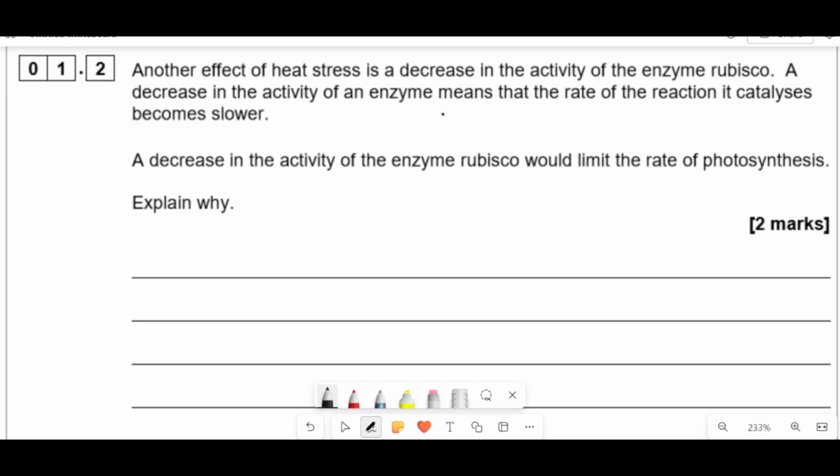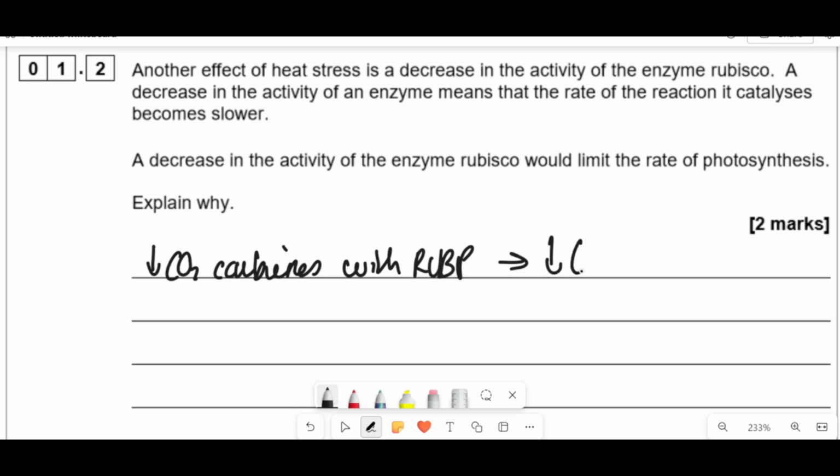Another effect of heat stress is a decrease in the activity of the enzyme Rubisco. A decrease in the activity of an enzyme means that the rate of reaction it catalyses is slower. A decrease in the activity of the enzyme Rubisco would limit the rate of photosynthesis. Explain why. So what you're going to say is exactly the role of Rubisco. That means you're combining less CO2 with RuBP, which means you've got less GP, and then less TP, and so forth.